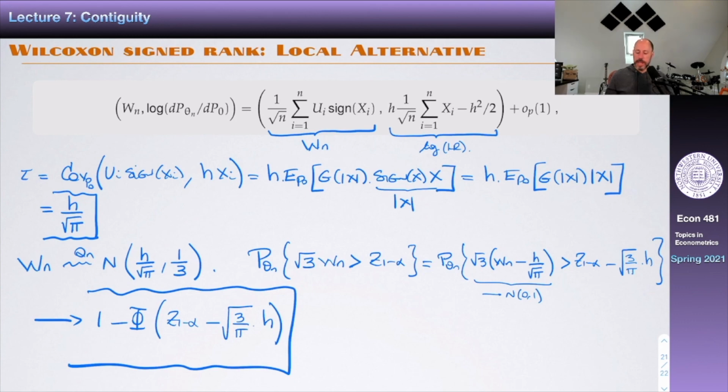Okay. And I said, you can integrate by parts. If you just do it, it's not sophisticated. So then you have the behavior under the null, and then it's really easy to manipulate to get this object over here. All right.